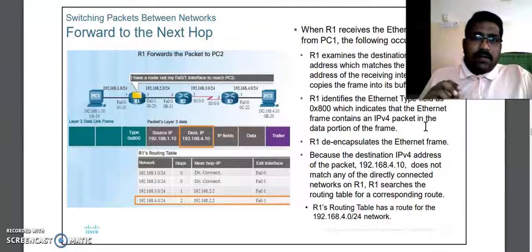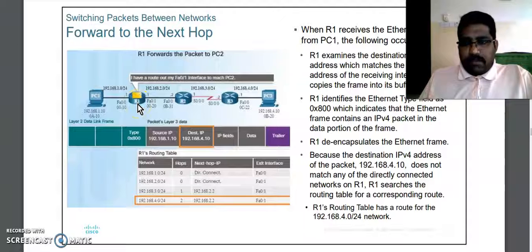Now, how will the router forward the traffic to the next hop? When a router receives a message from the source, it will see who is the source and who is the receiver, and then it will find out the best path and forward the message to the next hop. So router 1 will forward the packet to router 2.